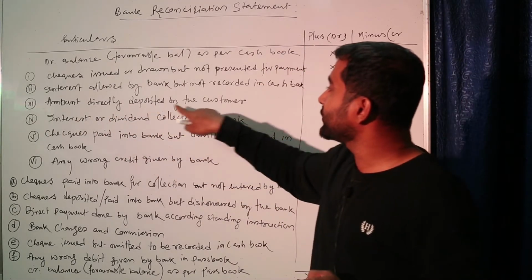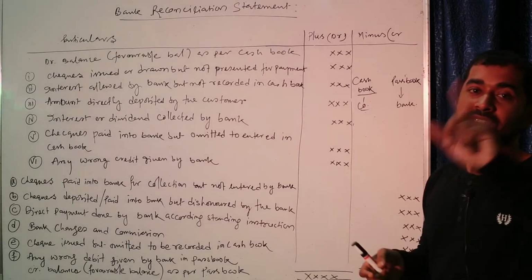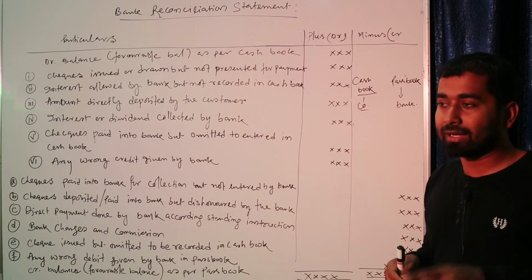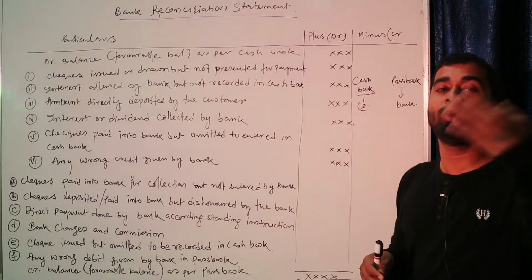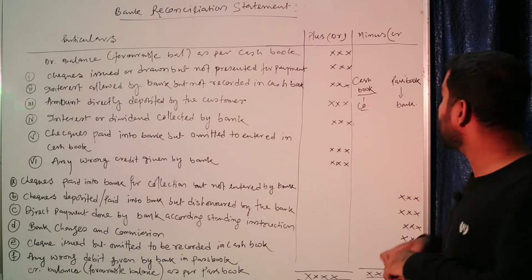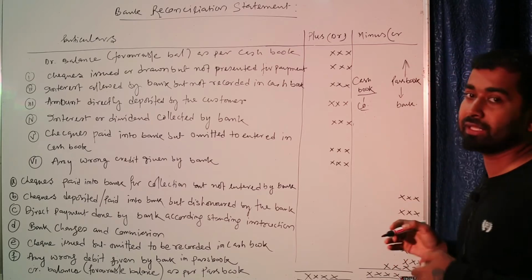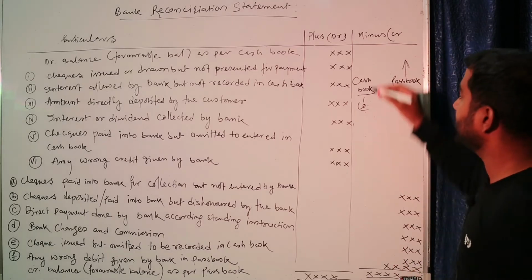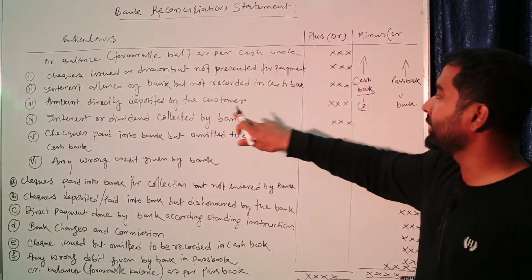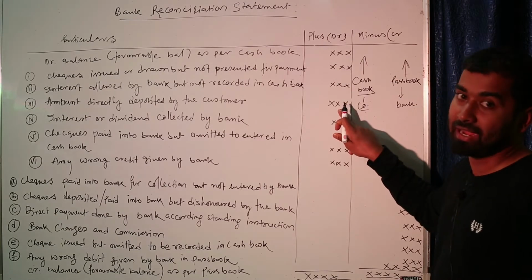Next one. Amount directly deposited by the customer. Sometimes what happens? The customer directly visits the bank and deposits directly into your account. So you are unaware of that. The passbook has already added that. The passbook has already added it. So the cash book you are maintaining should definitely also add it. That's why the amount directly deposited by the customer you are adding on the debit side.